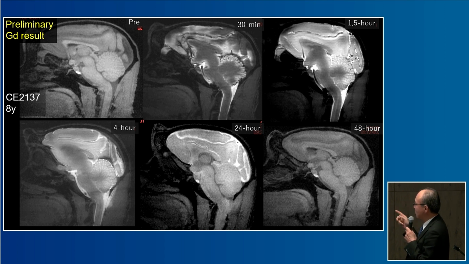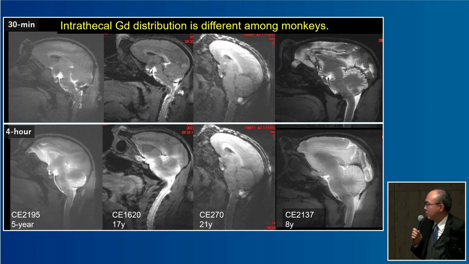This shows that the distribution of gadolinium in the CSF circulation is faster and longer lasting. At 24 hours, most of the brain is enhanced, and at 48 hours, they are clear. It's only 4 cases, but the intracerebral gadolinium distribution is different among monkeys, and maybe it depends on age or individual differences. Yes, the left 2 cases are a little similar, but the third case is not dispersed, and the last case is dispersed over a very wide range.